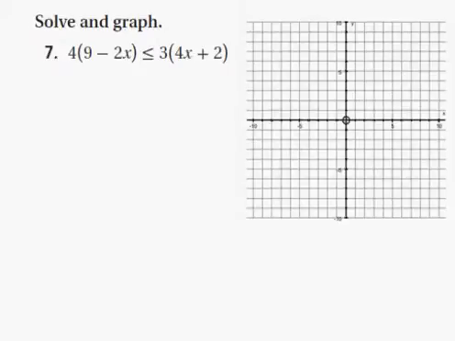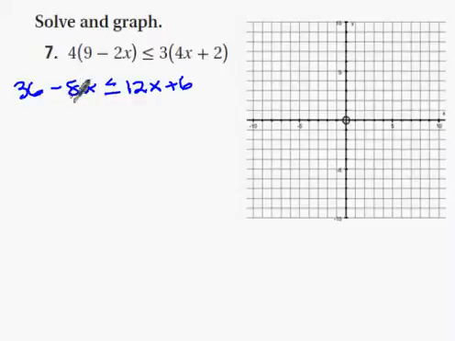Problem 7, solving and graphing. Here I'm going to use the distributive property to get rid of the parentheses. So I'm going to go 4 times 9, which is 36, and 4 times negative 2x, which is negative 8x. I have my less than or equal to. 3 times 4x is 12x, and 3 times 2 is a positive 6.